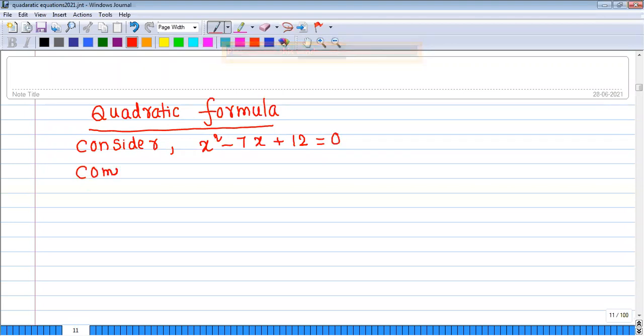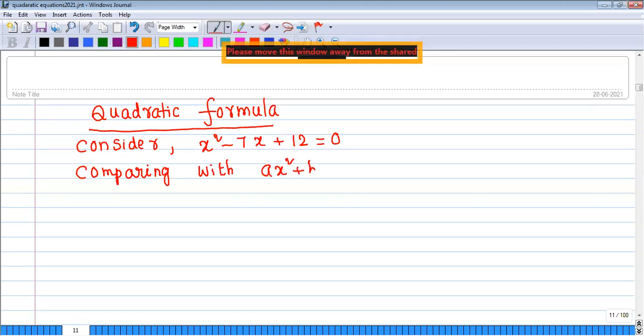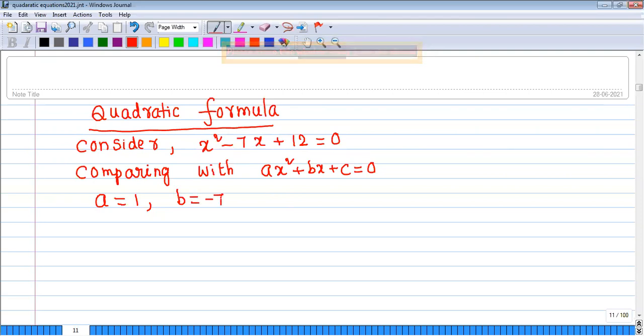Comparing with ax square plus bx plus c is equal to 0. That means the coefficient of x square, here, is 1. That means a is equal to 1. Now bx, the x coefficient is b. Here the x coefficient is minus 7, so comparing, you get b is equal to minus 7. The constant term is c, here the constant term is 12.